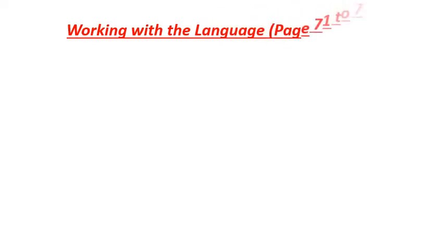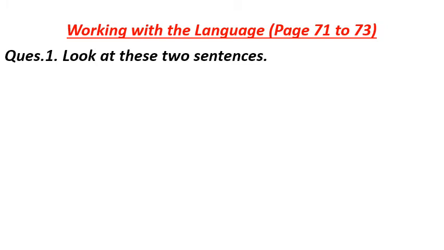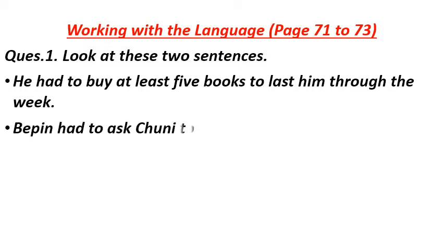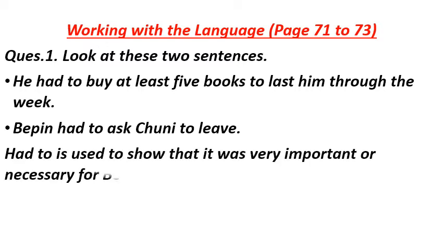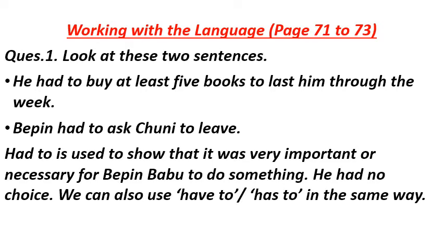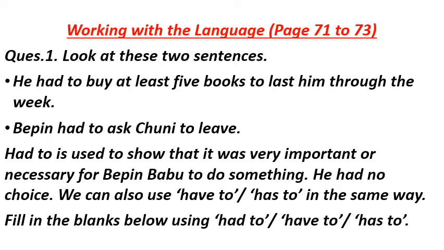Working with the language, page number 71 to 73. Question number 1 is, look at these sentences. He had to buy at least 5 books to last him through the week. Bepin had to ask Chunni to leave. Had is used to show that it was very important or necessary for Bepin Babu to do something. He had no choice. We can also use have to, has to in the same way. Fill in the blanks below using had to, have to or has to.